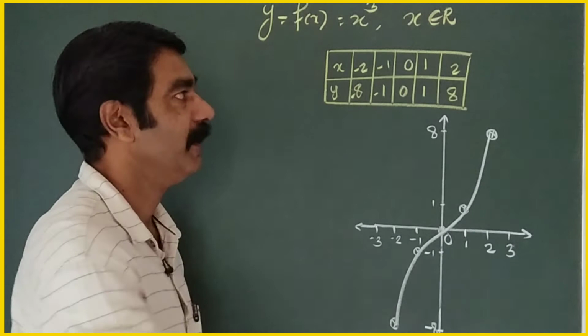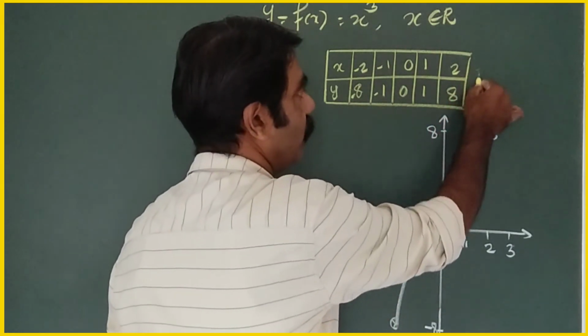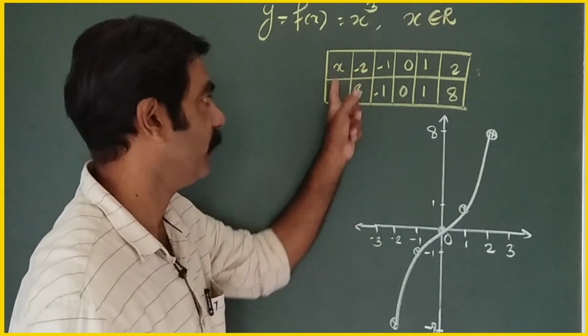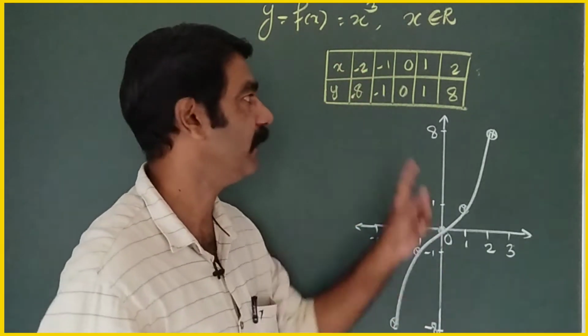Why? Now, suppose we take 3, what is 3 cube? 27 is coming. Okay, 27 is not easy to mark. And when you take minus 3 also, minus 27 is coming, which is a little difficult. So I take only these values.